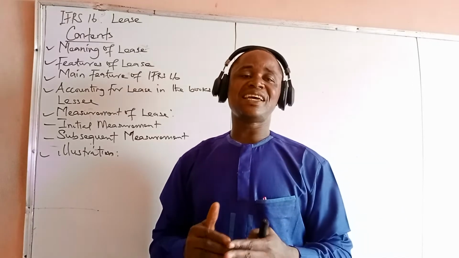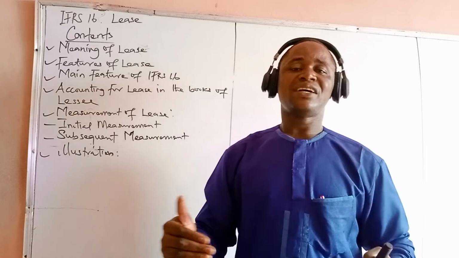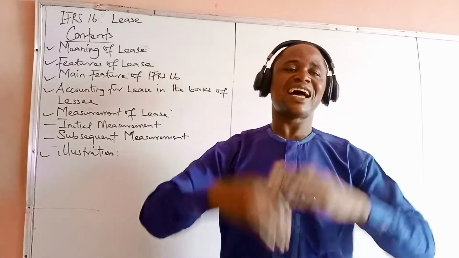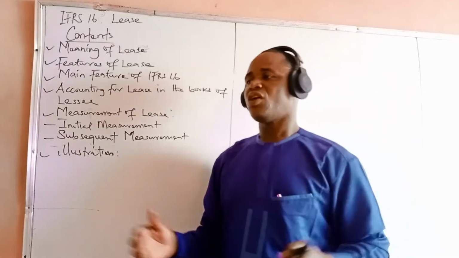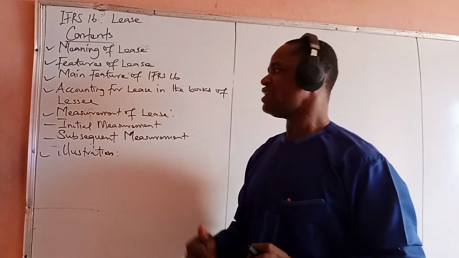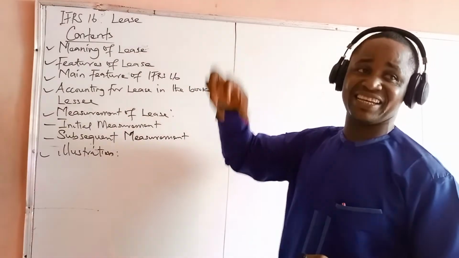Four, there must be a lease term. The lease term is the period or the duration that the lease agreement covers. So these are the basic elements or features of lease.